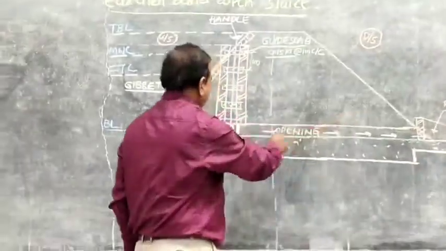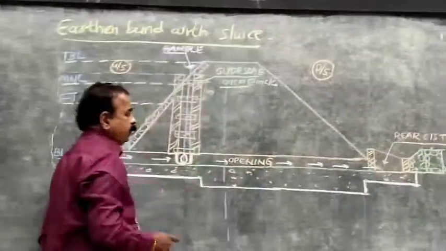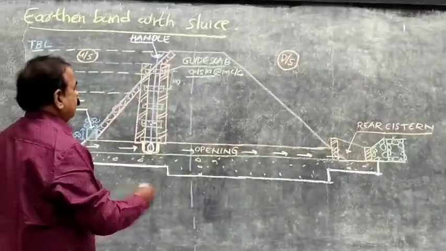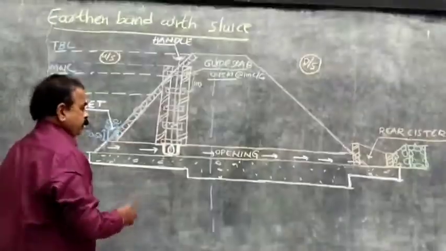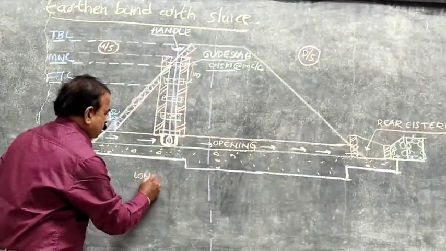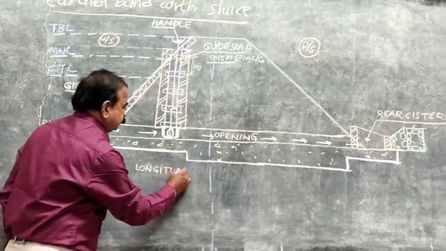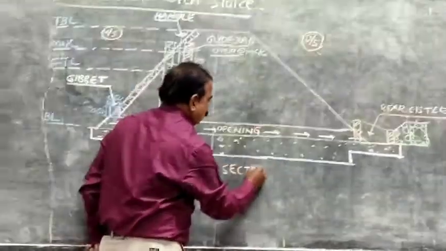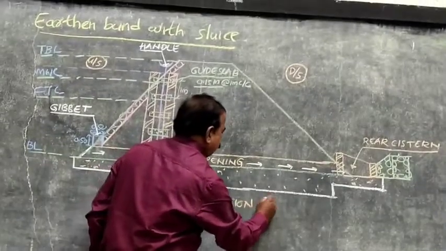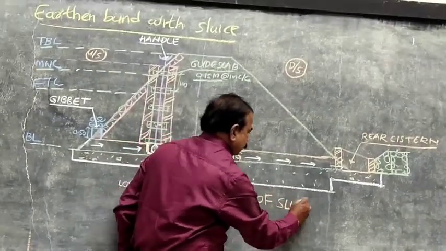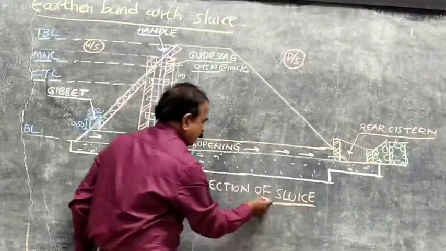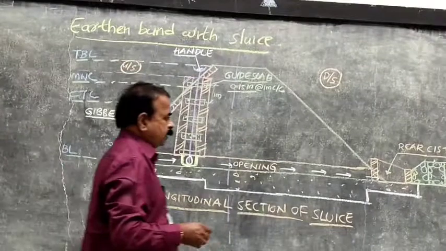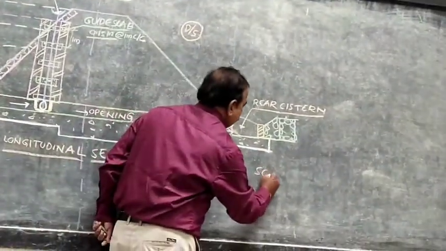You can see the pipe length will be seen, and the opening will be seen. So it is called the longitudinal section of the sluice weir. Longitudinal section. Sluice pipe. Sluice. And we must carefully assume the scale. Scale should be taken properly.